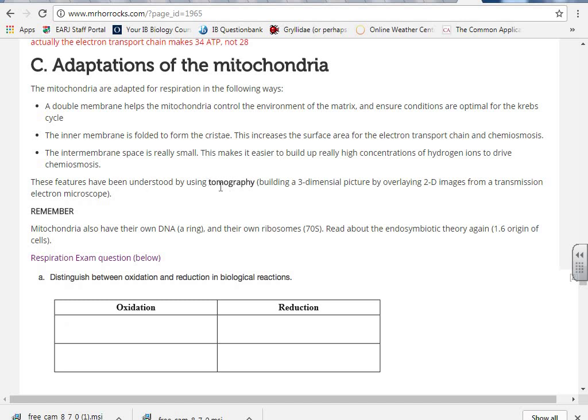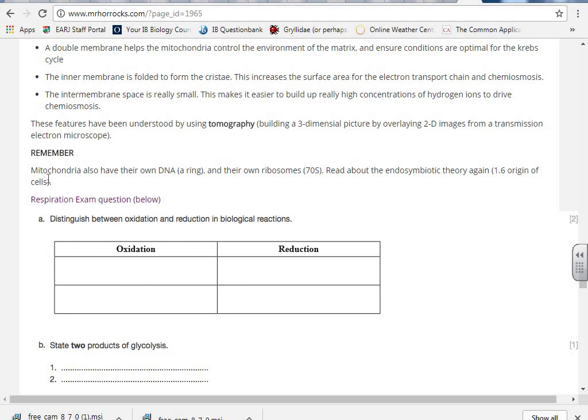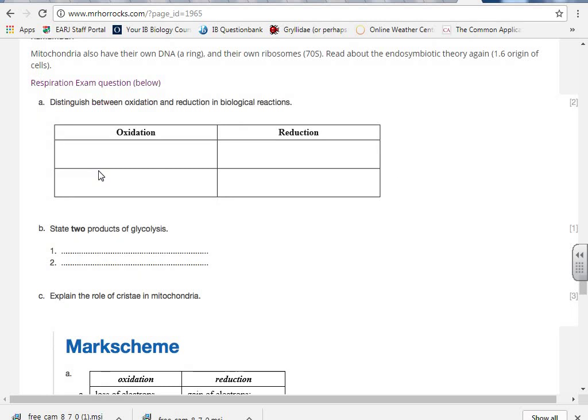These features have been understood by using tomography, which is like a three-dimensional picture made by overlaying 2D images from a transmission electron microscope. So imagine if you took a 2D electron microscope image and then you made many of them and overlaid them. You can build a 3D image, and that's how we've understood this. That technique is called tomography. Remember, mitochondria have their own DNA in a ring and their own ribosomes. So this is suggestive of the endosymbiotic theory, which is the idea that they were originally prokaryotic cells that became incorporated.